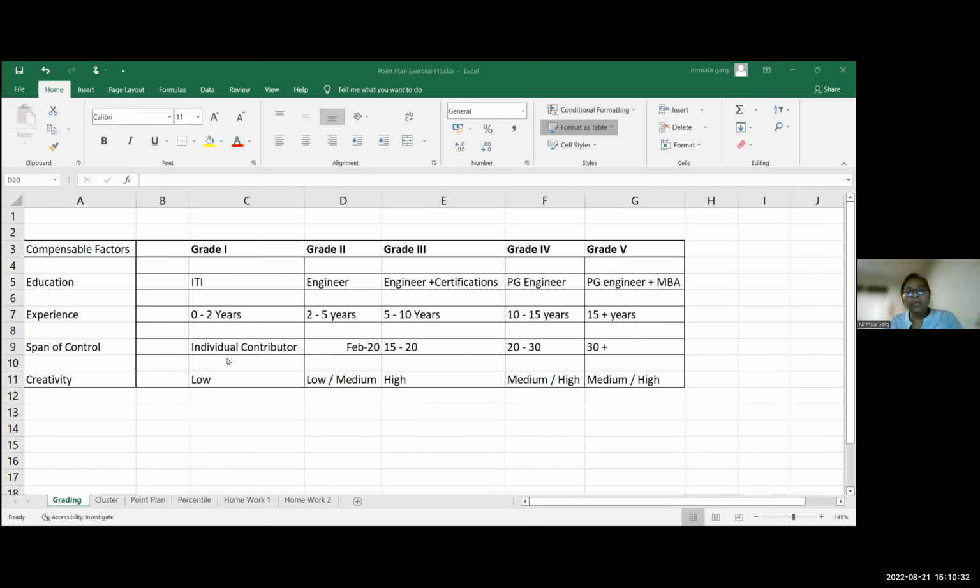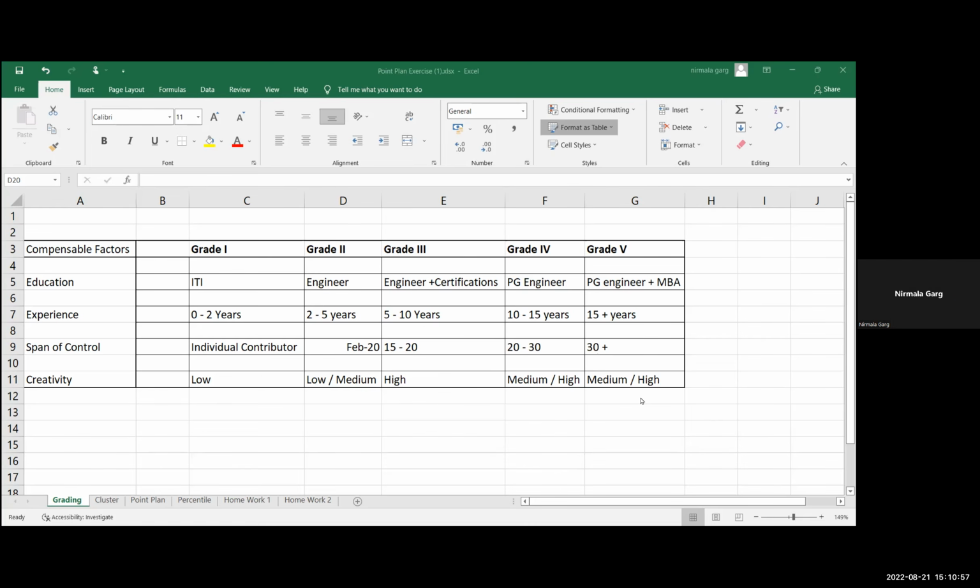Span of control: at a low level, he's just an individual contributor, but as he keeps going up, he has to manage people. So I've written 20 to 30, 30 plus. And creativity, maybe based on this organization, at a grade 1 level he does not need much creativity. And here he needs a low, medium, a high, a medium, high, etc.